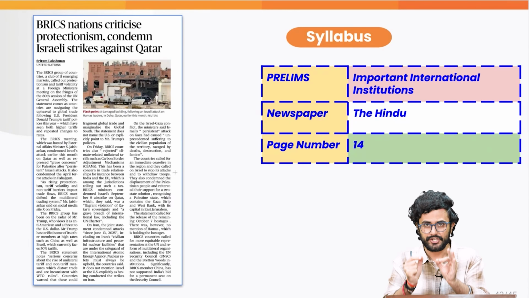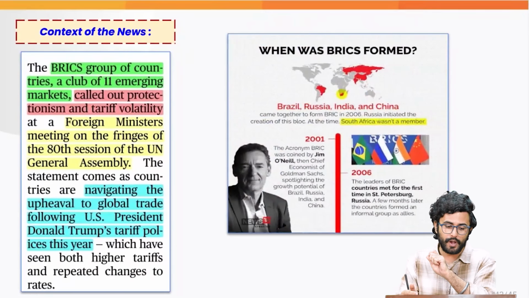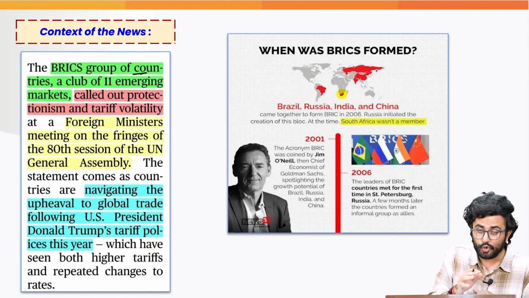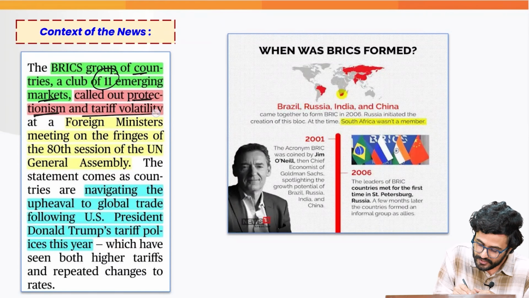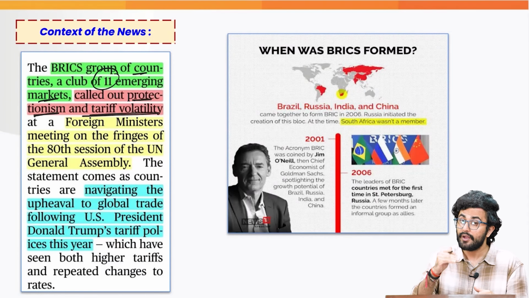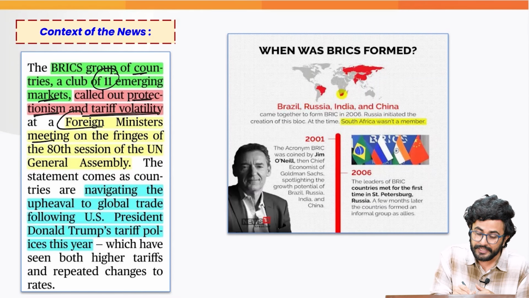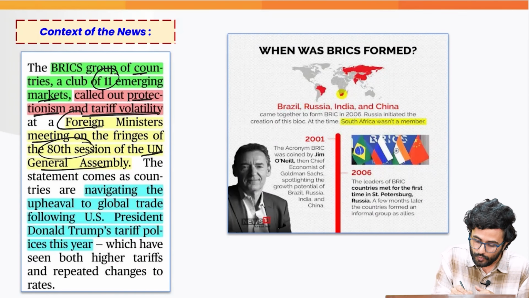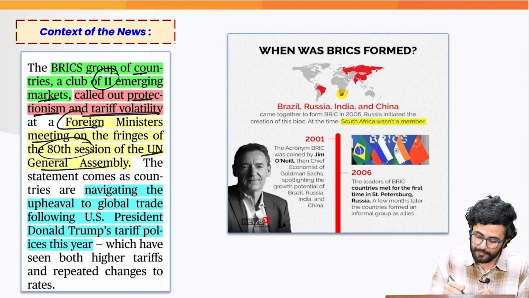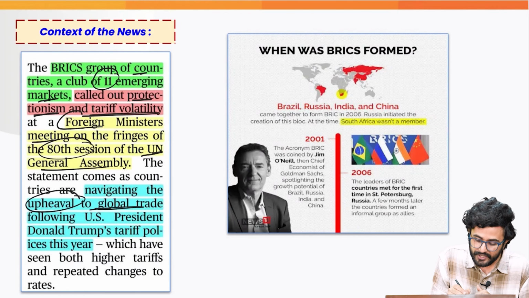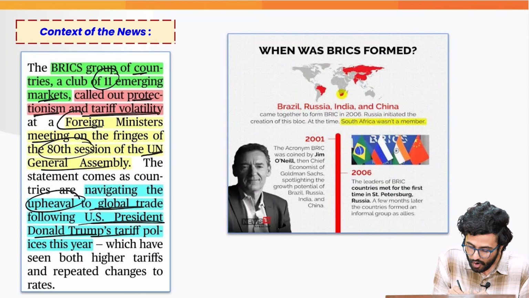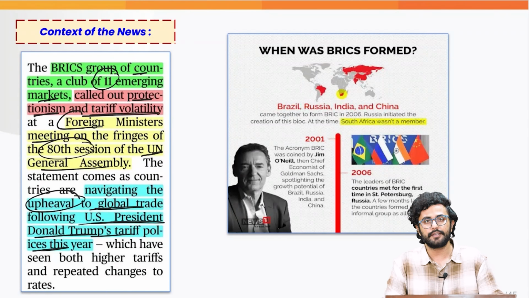where the BRICS nations had featured in the news. Why? Because the group of countries, a club of 11 emerging markets, have called out protectionism and tariff volatility, in the foreign ministers meeting which took place at the 80th session of UNGA, where these countries are now navigating the upheaval to global trade following US President Donald Trump's tariff policies this year.